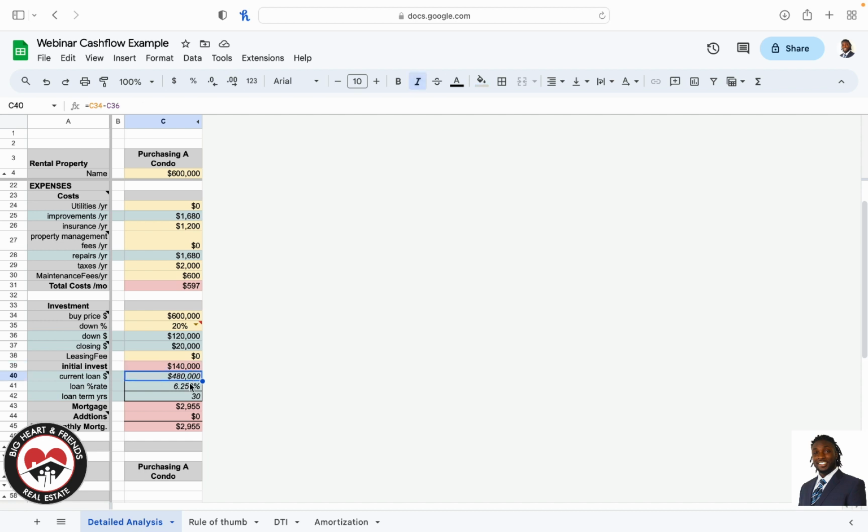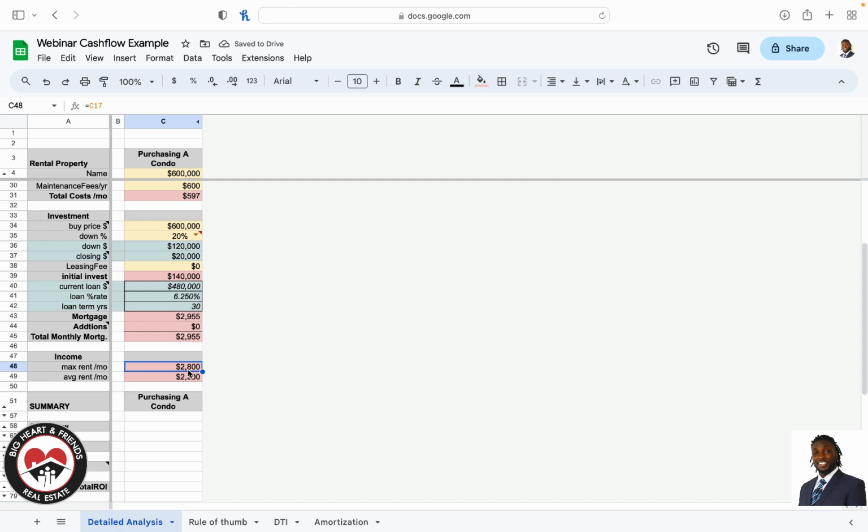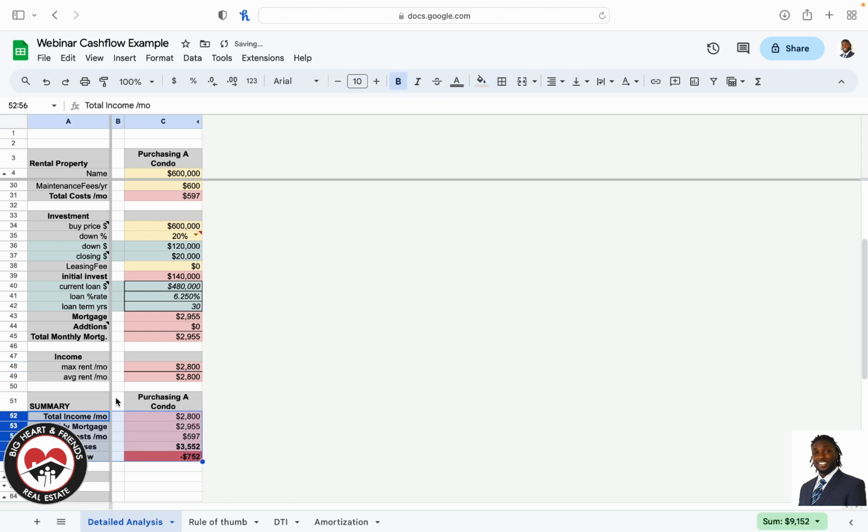So your current loan will be $480,000 because you took $600,000, you put $120,000 down. So the mortgage you have will be $480,000 at 6.25%, 30 years. Let's say your mortgage monthly is $2,955. Okay. So now remember, your rental income was $2,800.